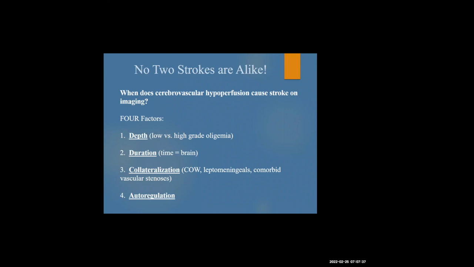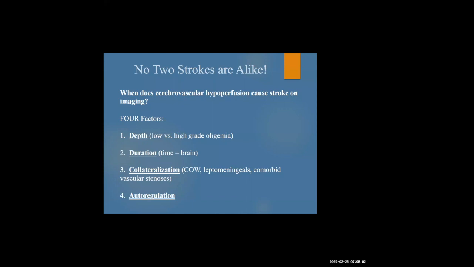Thirdly, collateralization. So every patient has a different degree of collateralization, and the main areas of collateralization for stroke is how much blood flow they are getting through their circle of Willis, how much blood flow they are getting through more peripheral leptomeningeal vessels and arteries along the cortex, and then does the patient have existing comorbid vascular stenoses that are going to put them at increased risk for stroke.